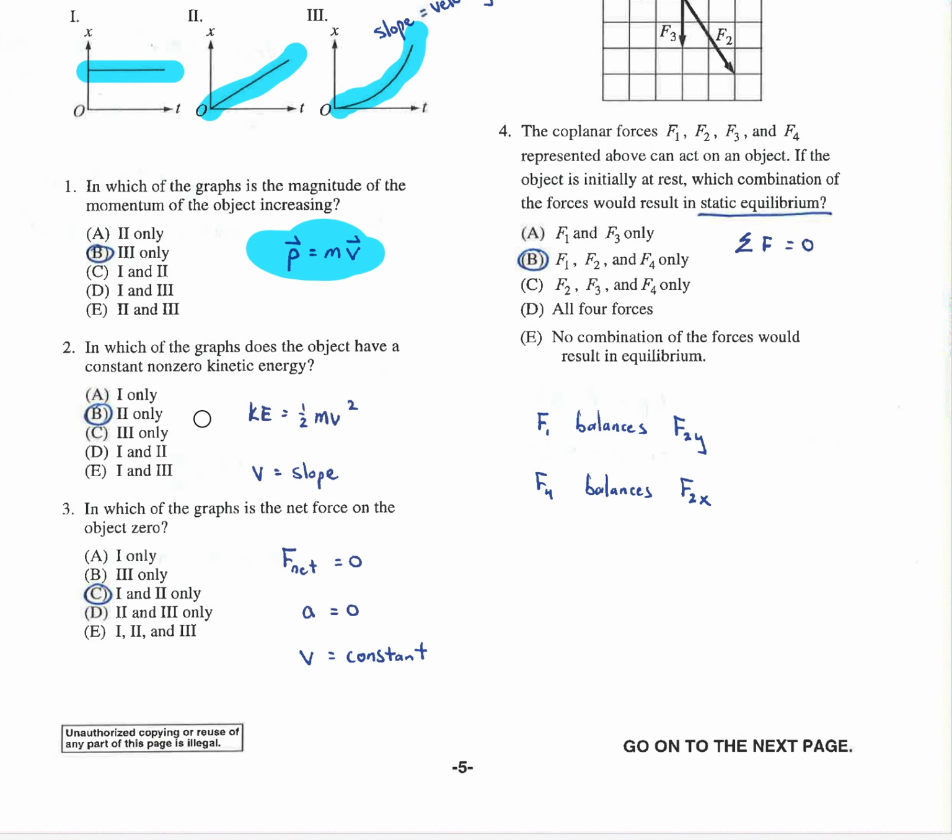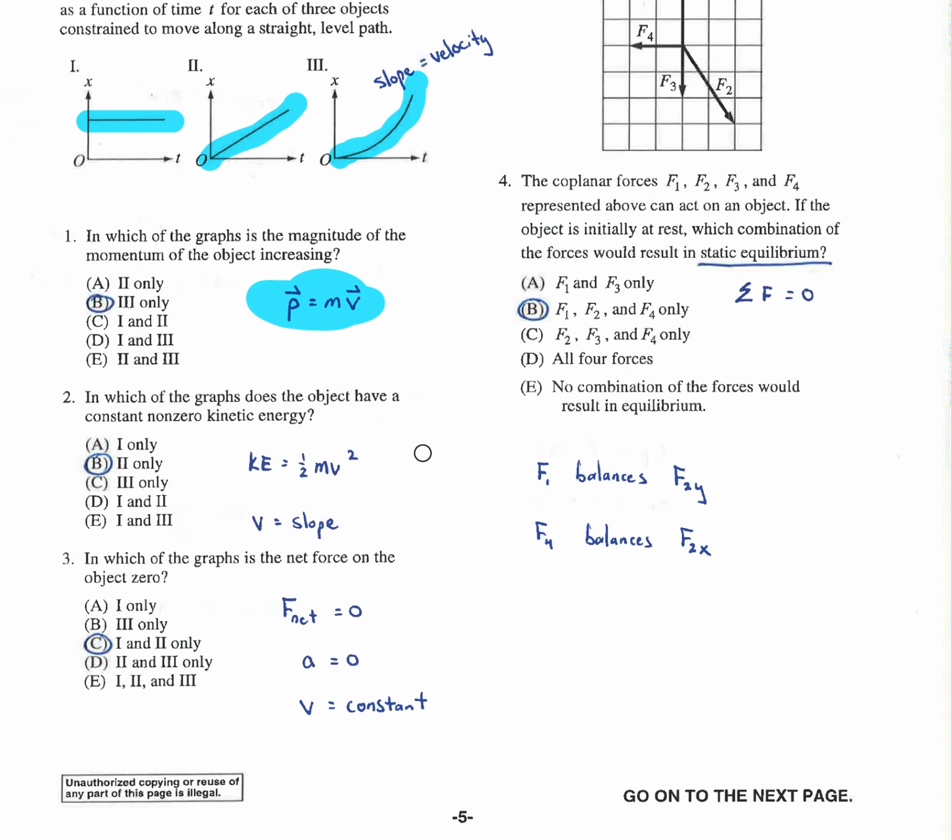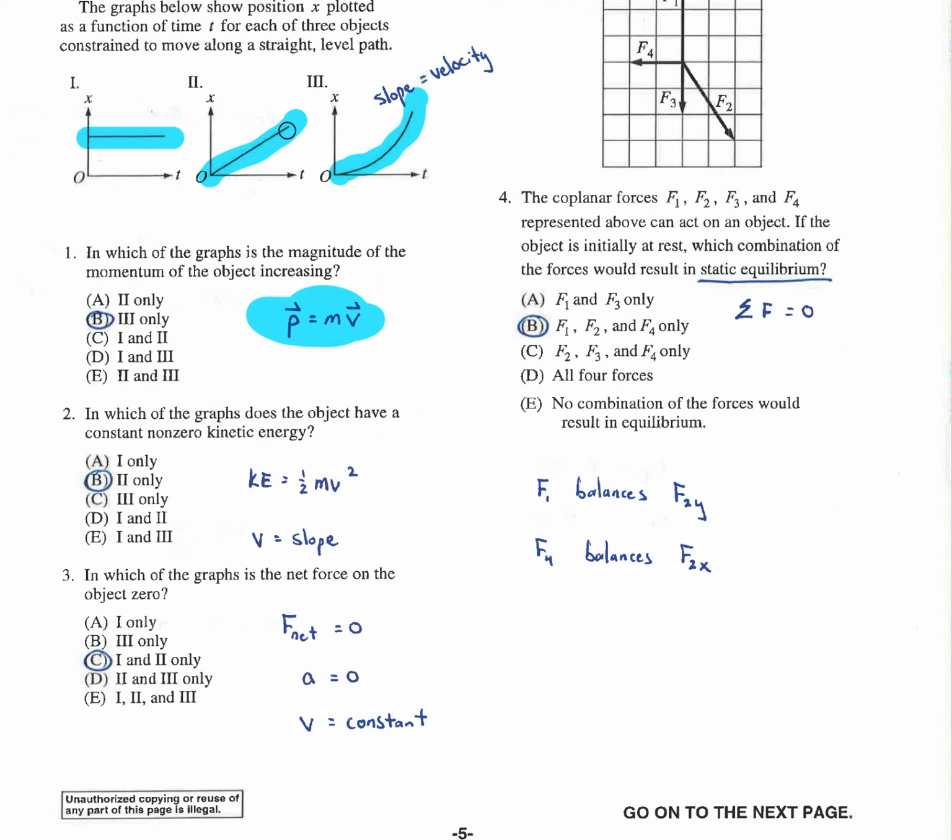Which of the following does the object have a constant, non-zero kinetic energy? All right, this guy right here, since it has a constant velocity, does have then a constant kinetic energy. This one would have a constant kinetic energy, it would just have a constant of 0. This one's velocity is changing, thus its kinetic energy is changing.